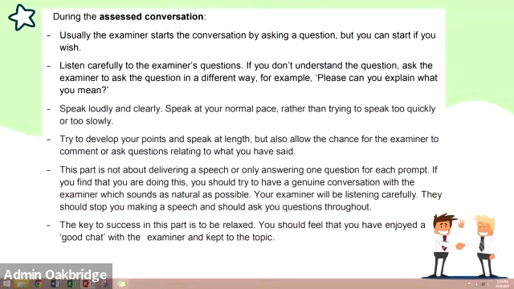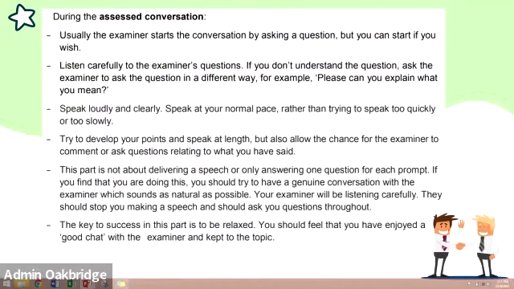Next, try to develop your points and speak at length. Some of you, if the question asks what are your hobbies, just state your hobbies only. Don't just say yes or no. Elaborate your answers. Don't cut the conversation short. The more you elaborate, the better it is, the higher your marks.